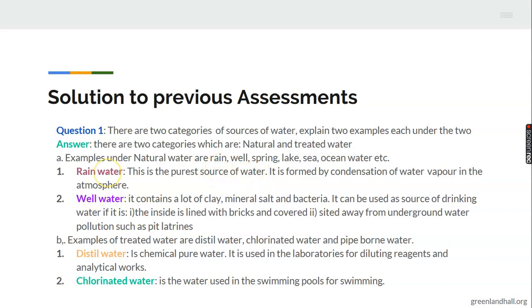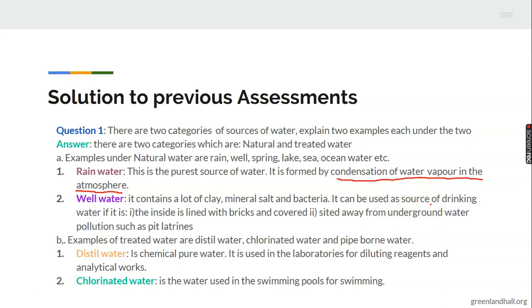So rainwater, this is the purest source of water, as I told you earlier on, and it is formed by condensation of water vapor in the atmosphere. Don't forget that. That's what comes down as rainfall. So then the second one, which is well water, the explanation goes thus: it contains a lot of clay, mineral salts, and bacteria.